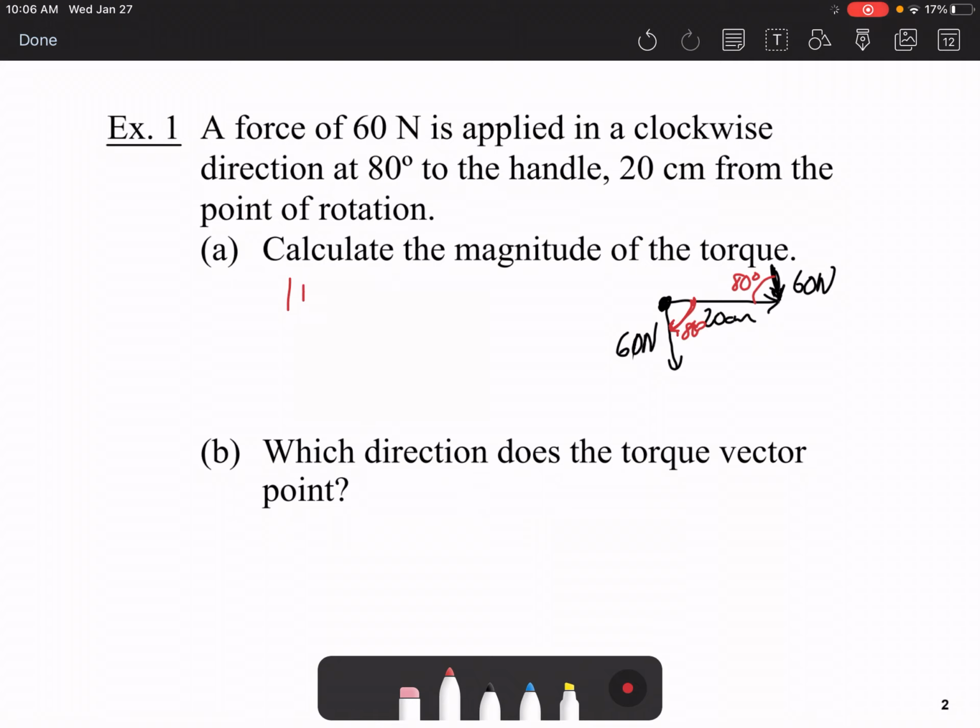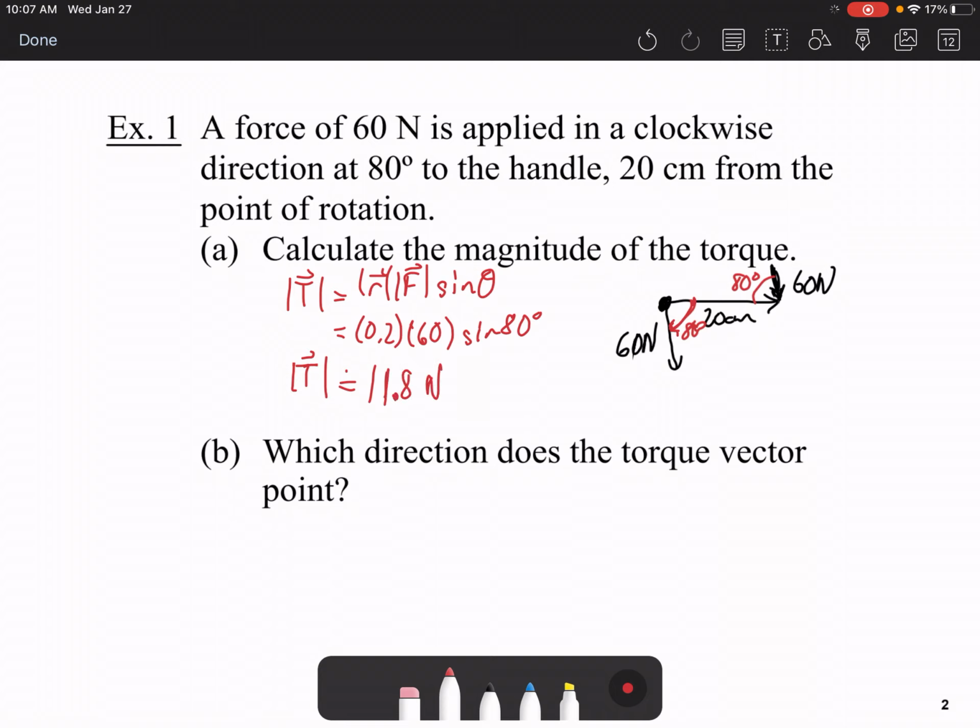Okay, so the magnitude of the torque can be calculated by taking the magnitude of r times the magnitude of the force times sine of theta. Well, r is 20 centimeters, so in meters that's 0.2. Force is 60 newtons, and angle is 80 degrees. So using my calculator, the magnitude of the torque just turns out to be about 11.8 Newton meters.